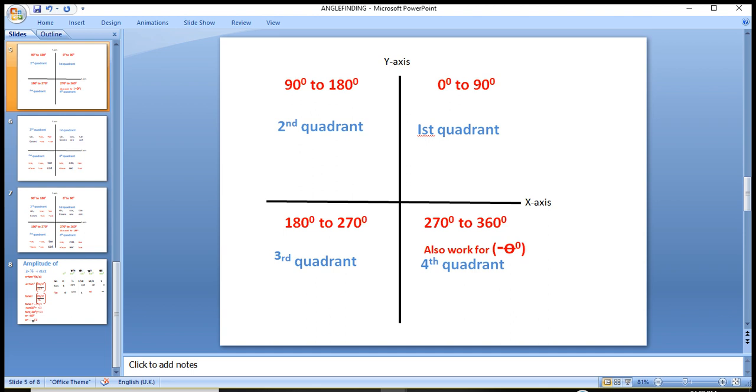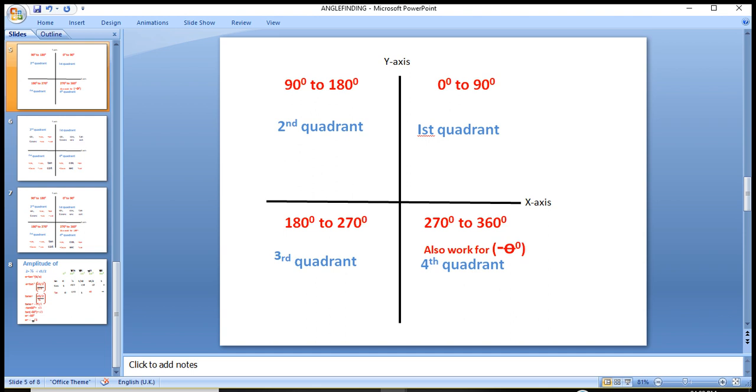Okay, the first quadrant works for 0 degrees to 90 degrees. The second quadrant works for 90 to 180 degrees. The third quadrant works for 180 degrees to 270 degrees. And the fourth quadrant works for 270 degrees to 360 degrees, and also for a single angle with a minus sign. You remember only this first.